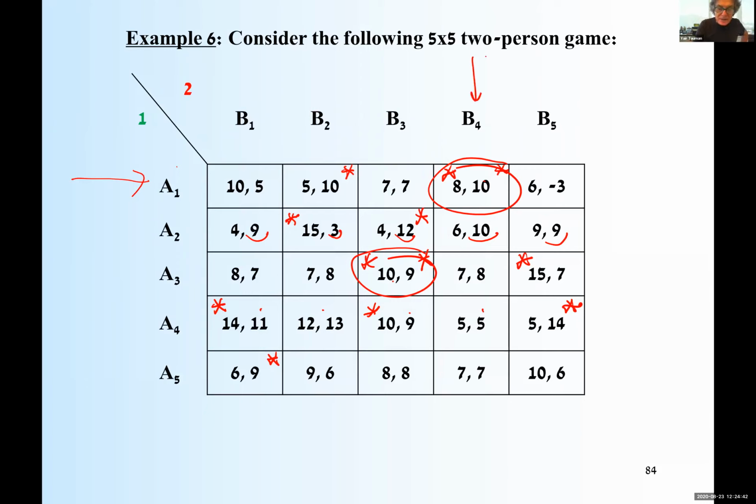But that's exactly it. When you play B4, I chose A1 to be 8, 6, 7, 5, 7, so I have no incentive. 8 is the best for me. And when I choose A1, B4 is best. If you move to B5, you get -3. You move to B3, you get only 7. If you move to B2, you get the same. So you have no incentive to deviate because you don't increase your payoff. And if you deviate to B1, you get 5 instead of 10.